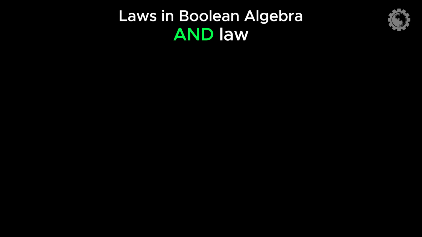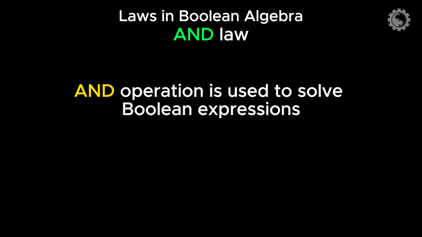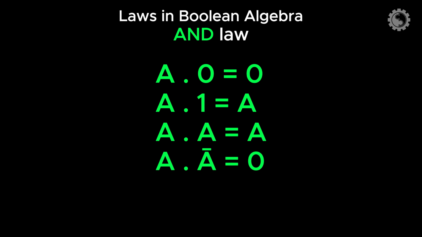In AND law, the AND operation is used to solve. It is performed by following Boolean expressions. A dot 0 is equal to 0. A dot 1 equals A. A dot A equals A. A dot complement of A equals 0. Here the A value is 0 or 1.